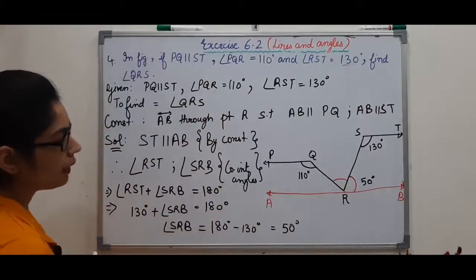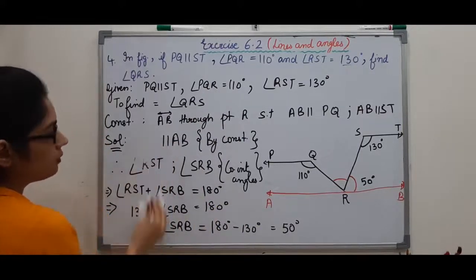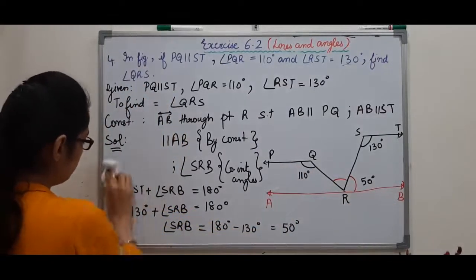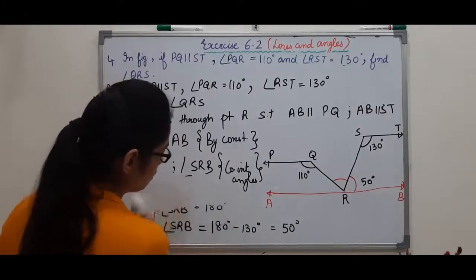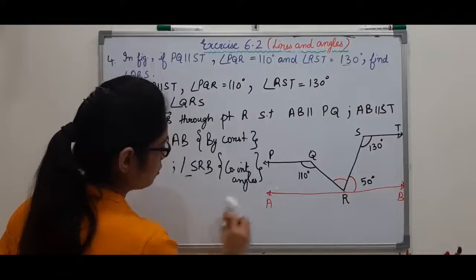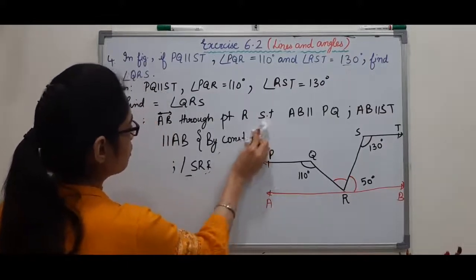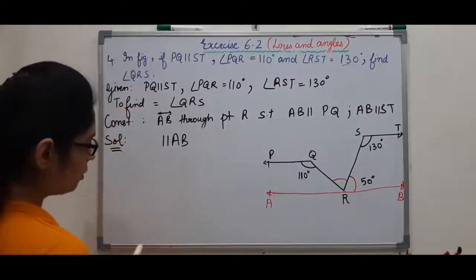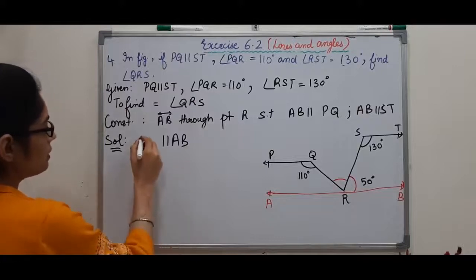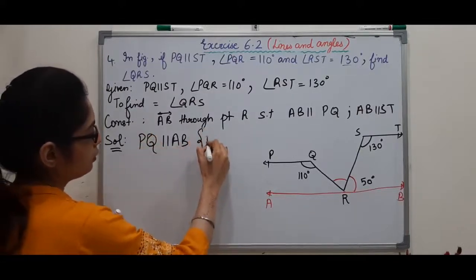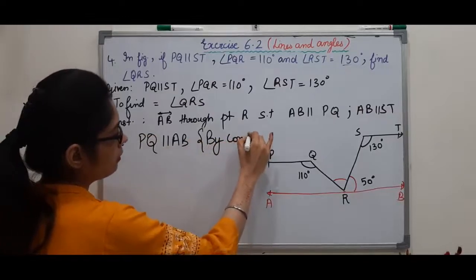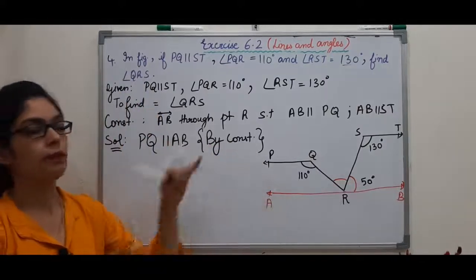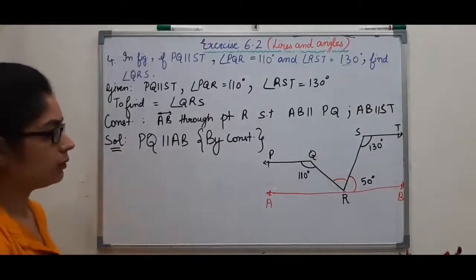Now let's take PQ and AB, because we know by construction this AB is parallel to PQ also. So let's take those two lines now. PQ is parallel to AB. The same reason we can mention, by construction. How are these parallel? Because this is not given to us. By construction we have drawn one line AB which is parallel to PQ and ST. So that's what we have mentioned here.